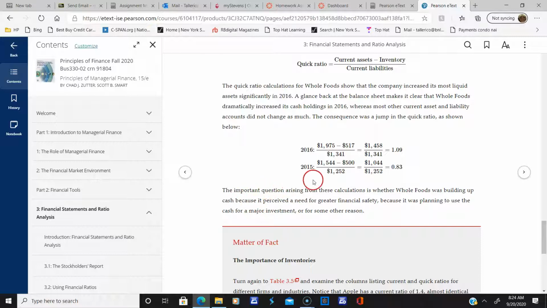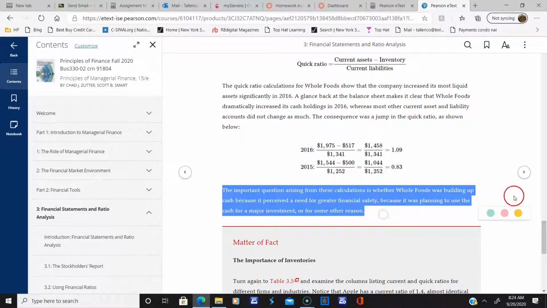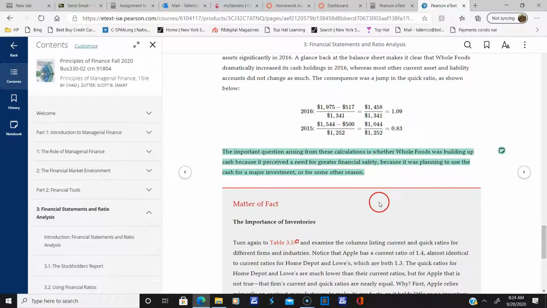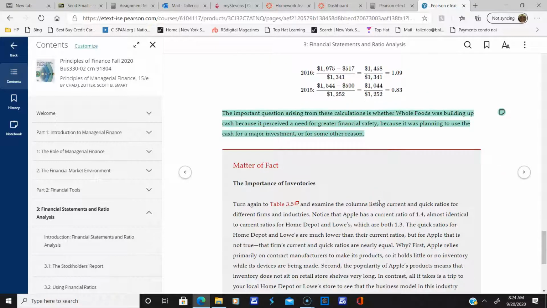And again, now, it's just a number, but here's the important point. And let me just highlight this for you, okay? My fellow colleagues, let me highlight this for you. The important question arising from these calculations is whether Whole Foods was building up cash because it perceived a need for greater financial safety, because it was planning to use the cash for a major investment, or for some other reason.